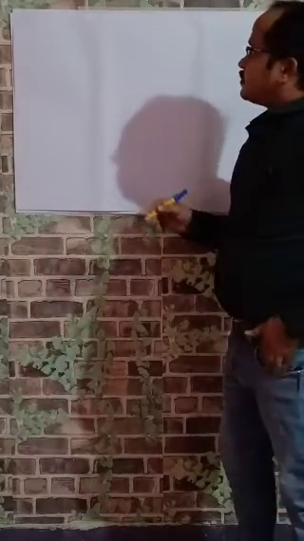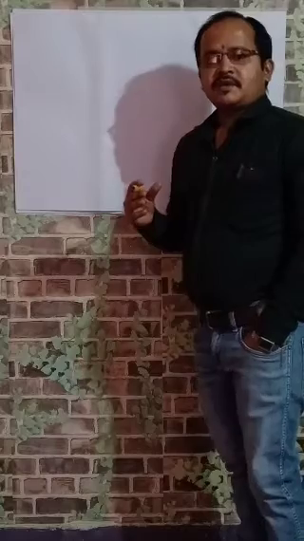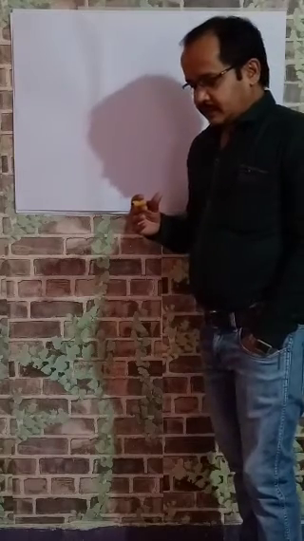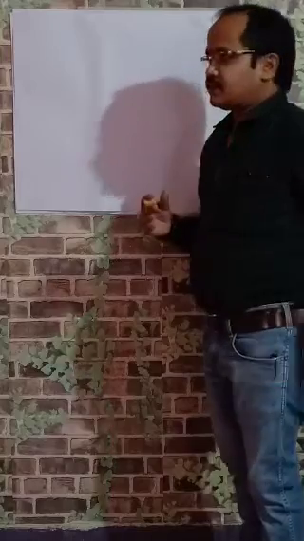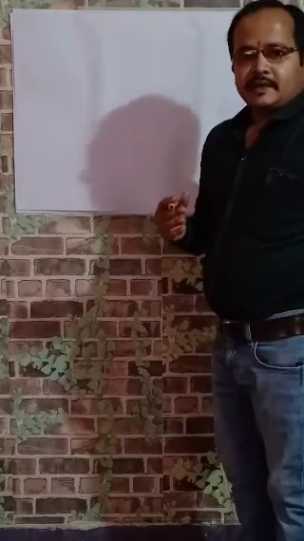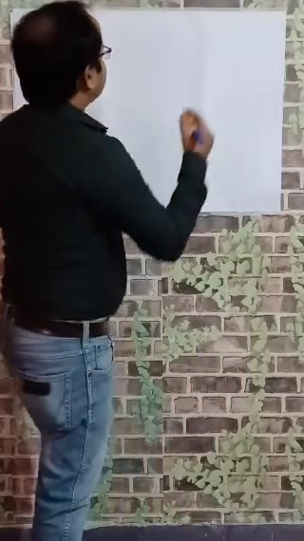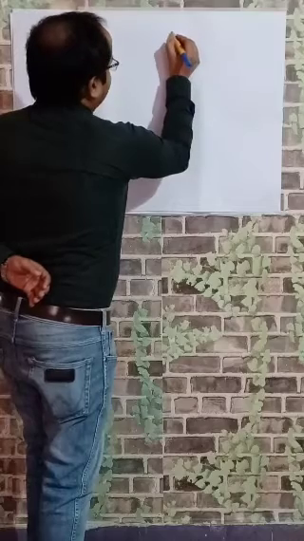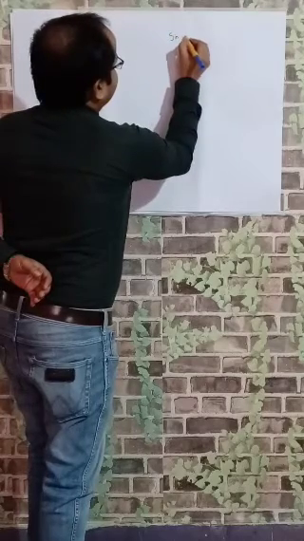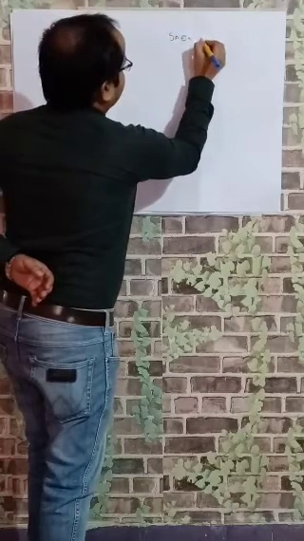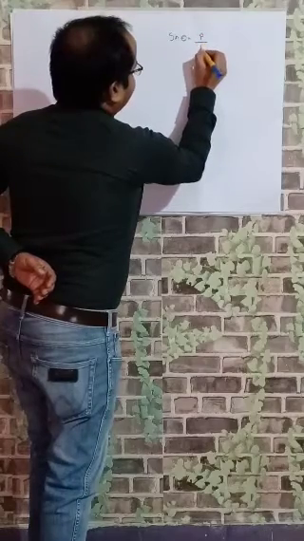I am going to introduce some basic concepts about trigonometrical ratios. As we know, there are six trigonometrical ratios: sine, cos, tan, cosec, sec and cot. Now I am going to explain some basic concepts. We know that sine theta is equal to perpendicular upon hypotenuse.